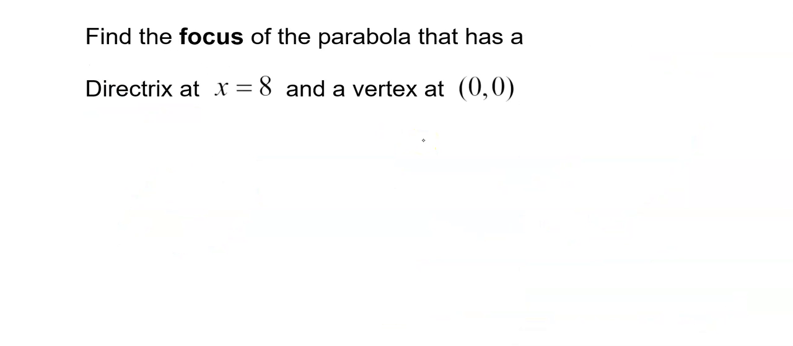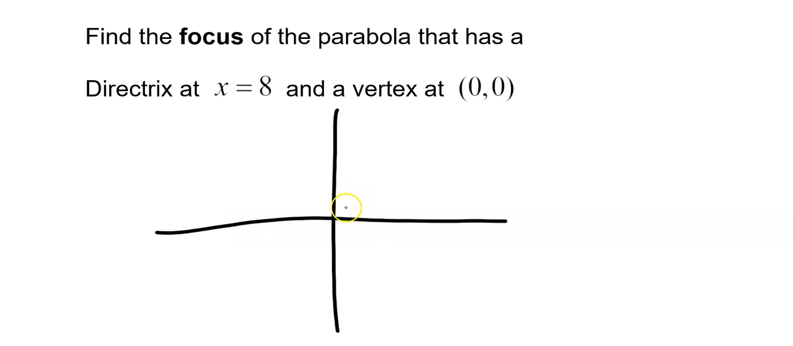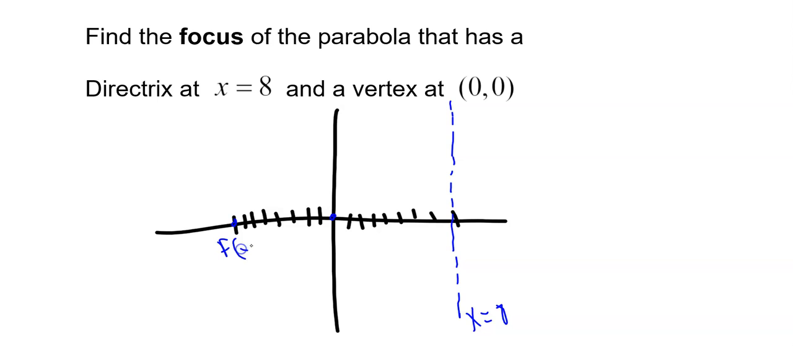Find the focus of the parabola that has a directrix x equals 8 and a vertex at 0, 0. So we've got a directrix line, x equals positive 8. The vertex is here, which means the focus has to be 8 units in the other direction, which is negative 8 comma 0. The focus is always c comma 0, so c must equal negative 8. It opens to the left, so that makes sense. Oh, that's all we had to find was the focus. It's kind of an easy problem, sorry about that.